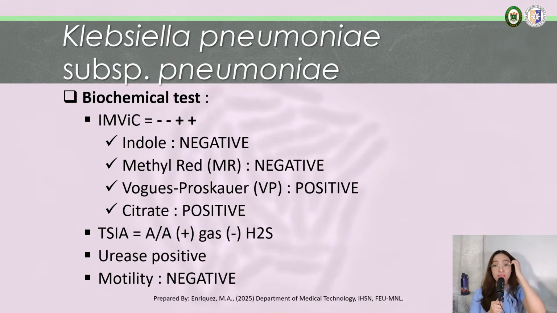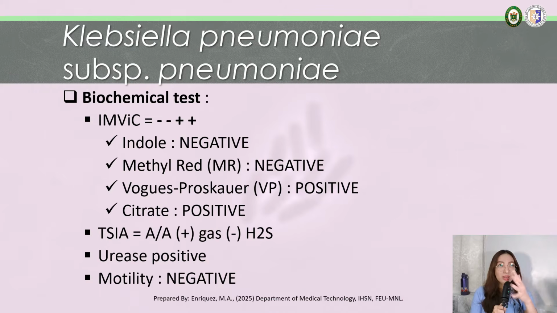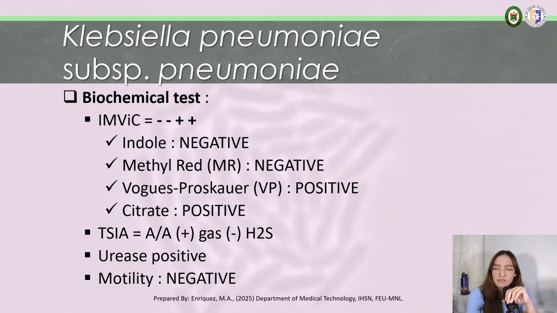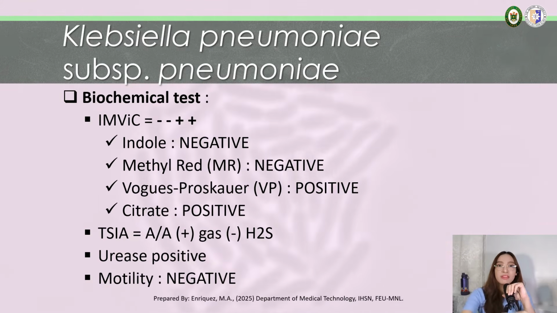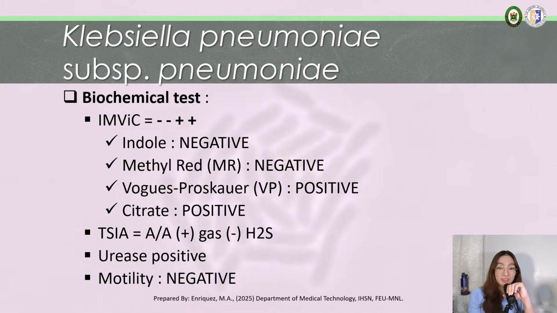So kung babasahin natin yung INVIC niya, its correct and complete INVIC reaction is negative, negative, positive, positive. Alright, ulitin po natin, and compare natin. For Escherichia coli, kanina, ano yung correct and complete INVIC ng Escherichia coli? It's positive, positive, negative, negative, di ba? But for Klebsiella pneumoniae subspecies pneumoniae, baliktad. It's the other way around. So it's negative, negative, positive, positive.